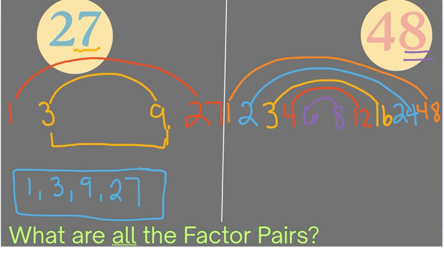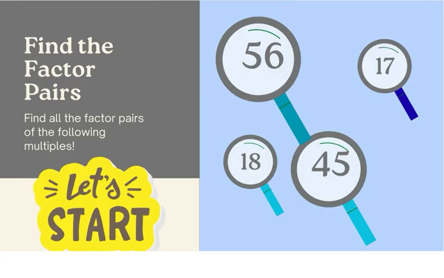So as I list all of these factors, I have 1, 2, 3, 4, 6, 8, 12, 16, 24, and 48. Quite a bit, but this is the expectation that students are going to be needing as we learn how to find all factor pairs. All right, so we come to my favorite part of the video where you are now going to pause and work independently.